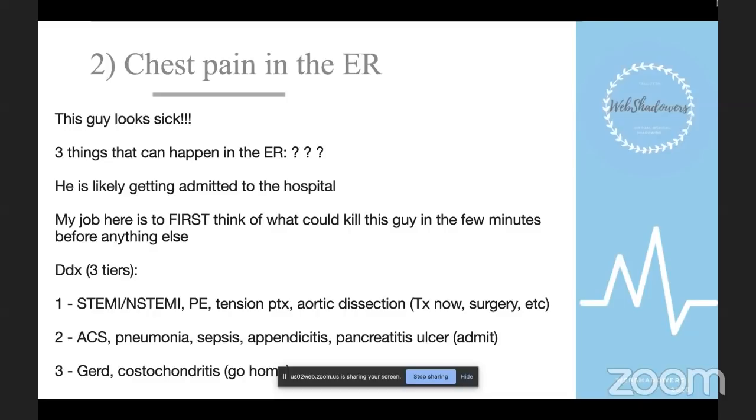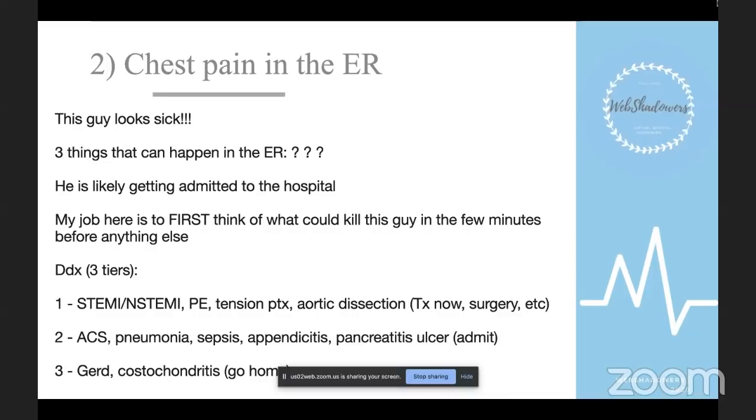My differential diagnosis for this situation would be STEMI, or ST segment elevation MI, or NSTEMI. You don't worry about the terms right now. Basically, heart attack, pulmonary embolism (PE), tension pneumothorax, aortic dissection. Those are my first 5 because those are the diagnoses that could potentially kill the patient in the next few minutes. That's something that needs to be treated now. That may need to go to the OR now, etc. Second tier of diagnoses.